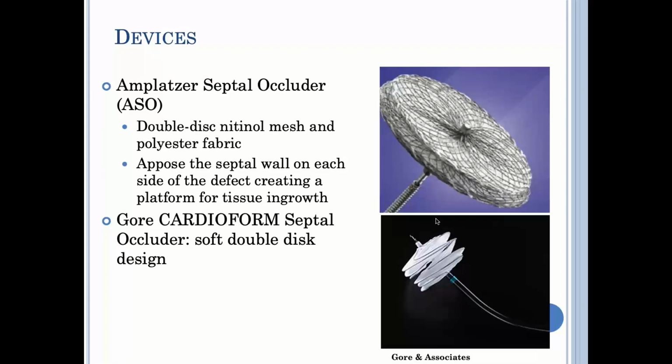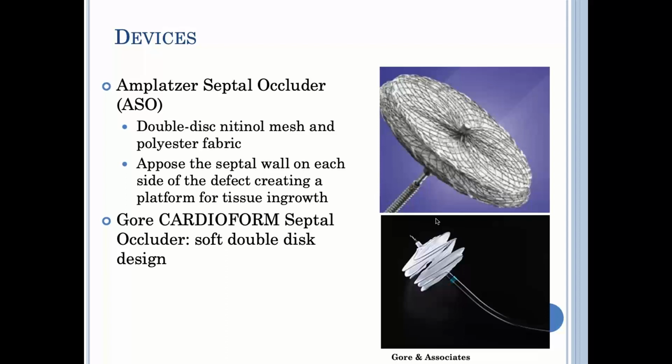I'll briefly touch on the types of devices. Two general device types have been approved by the US FDA. The first one is the Atrial Septal Occluder, ASO. It's a double disc of mesh and polyester fabric, and it goes on the two sides of the atrial septum with the goal of creating a space where tissue can grow in and seal the defect.